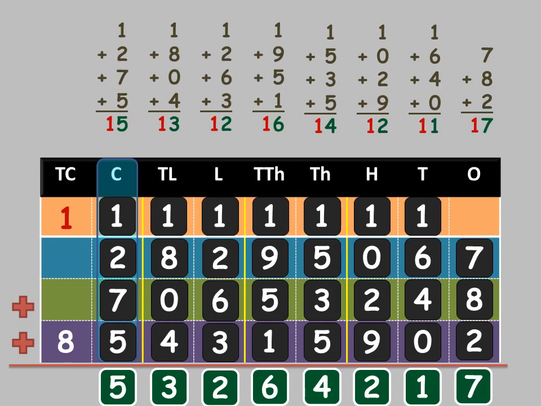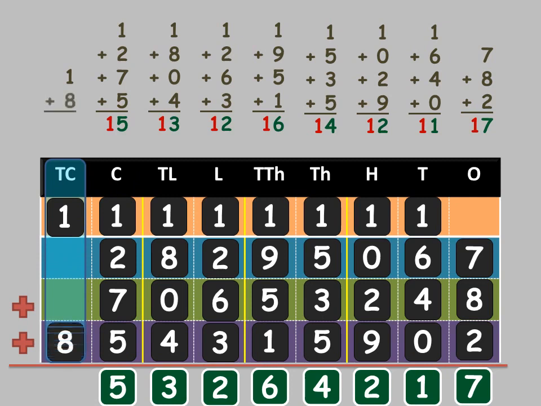Step 9. Now add the digit of 10 crore place. 1 plus 8 is equal to 9. So 9 we will write in the 10 crore place. Okay, we have added up all our places. So the answer of our addition problem is 95 crore 32 lakh 64,217. Alright, now you know how to do large number addition.